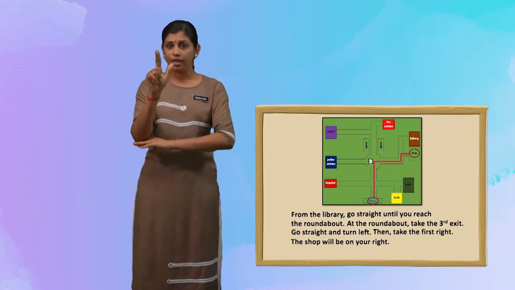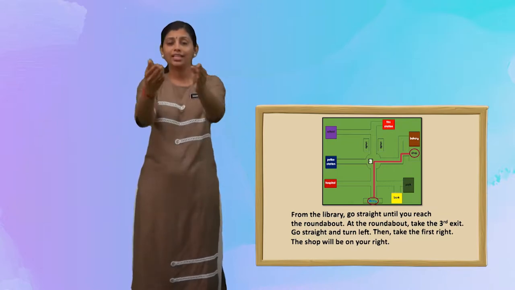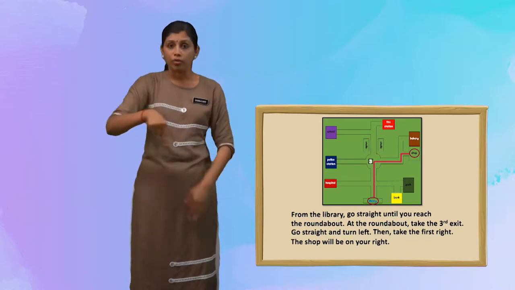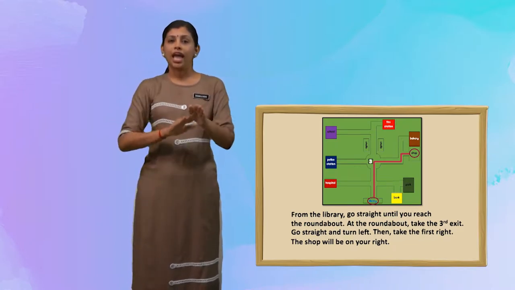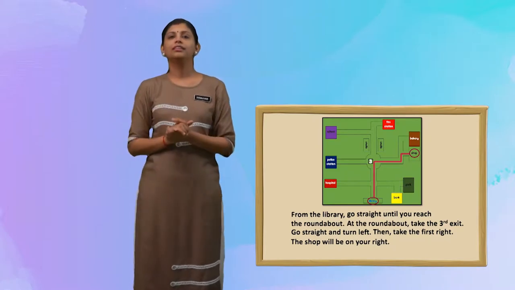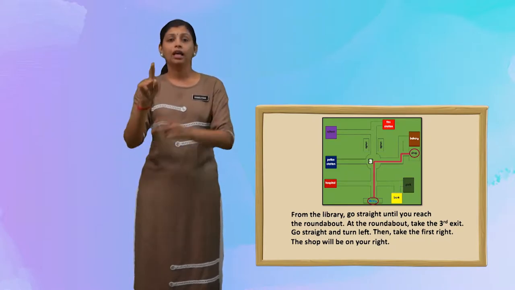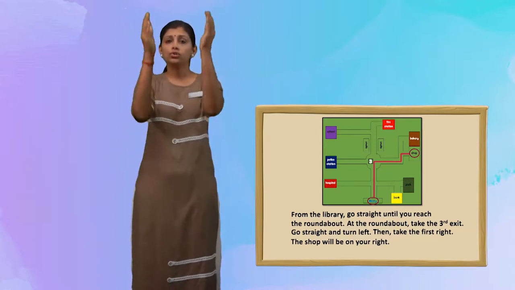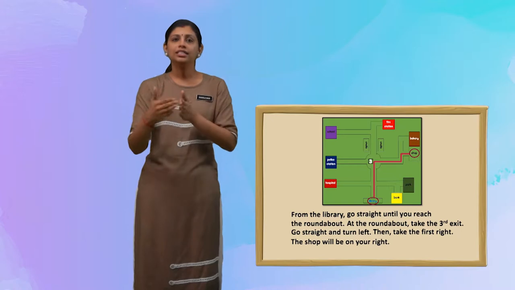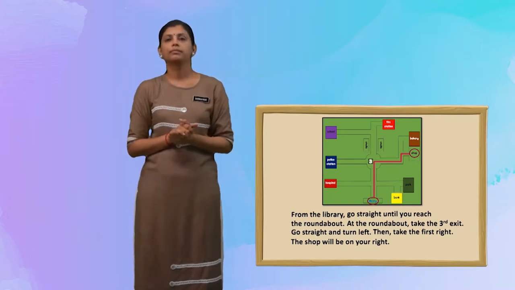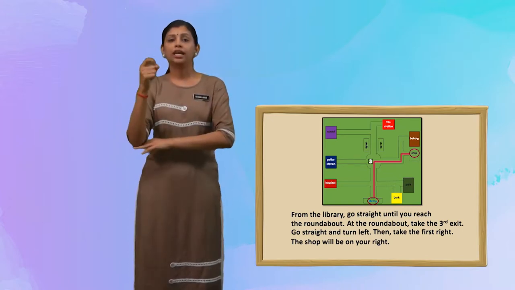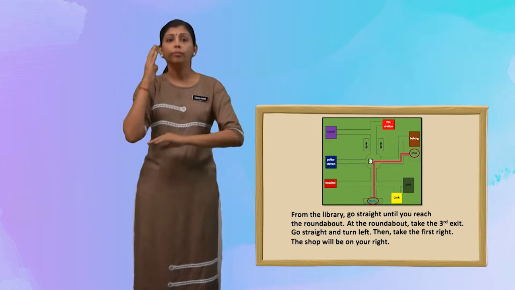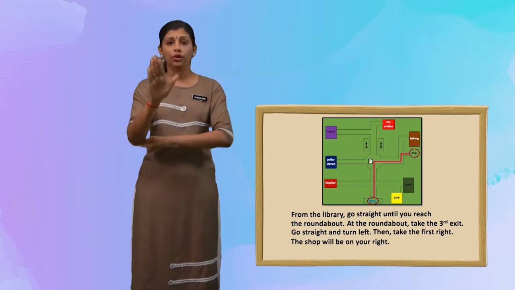From the library, go straight until you reach the roundabout. At the roundabout, take the third exit. Go straight and turn left. Then take the first right. The shop will be on your right.